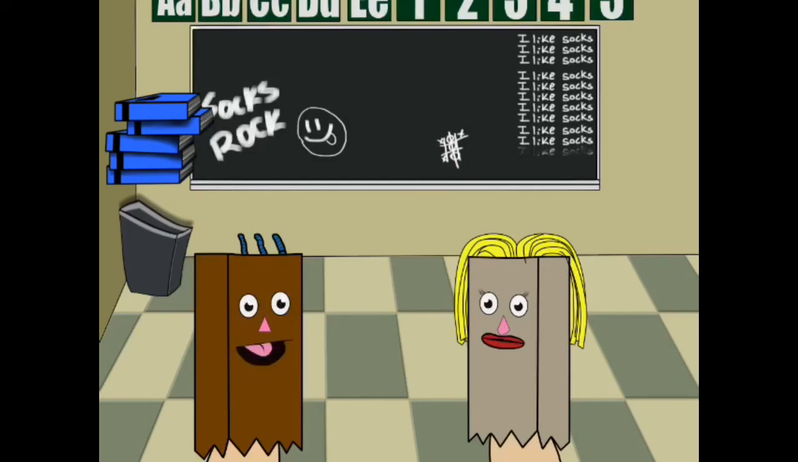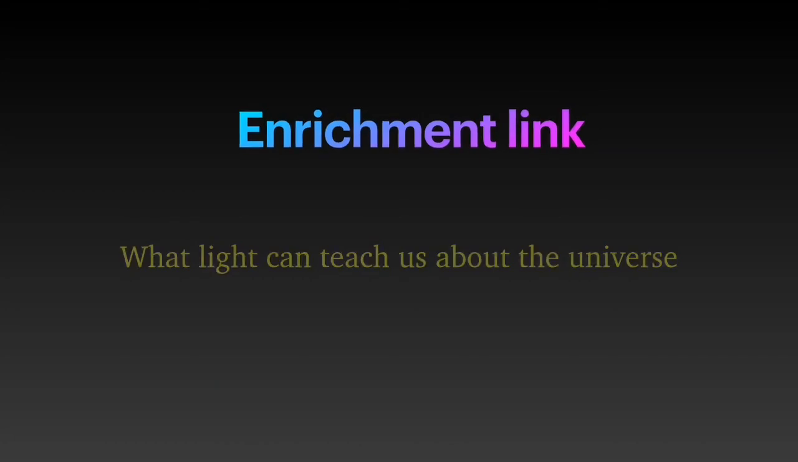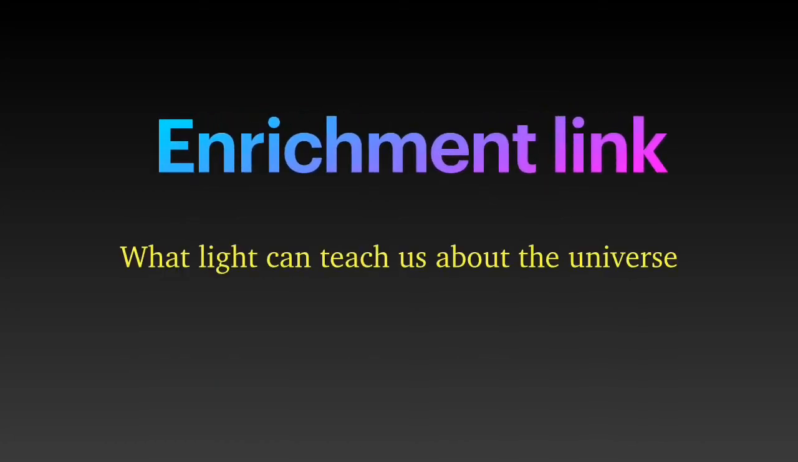Excellent. Now what is the seventh property? Hey, you didn't tell the sixth property. First tell the sixth property. Okay, the sixth property is different colored light has different wavelength and frequency. Among the visible light, violet light has the lowest wavelength. Red light has the highest wavelength. When light is incident on a surface, it is partly reflected and partly refracted. Very good. Children, don't forget to watch the enrichment link about what light can teach us about the universe.